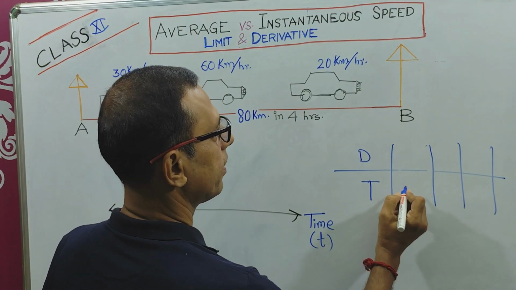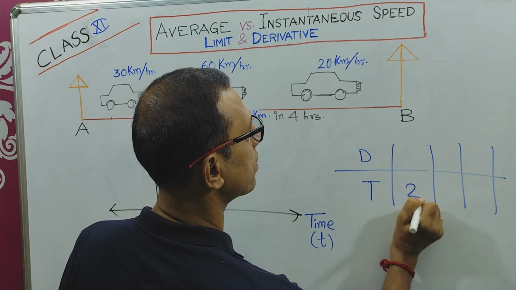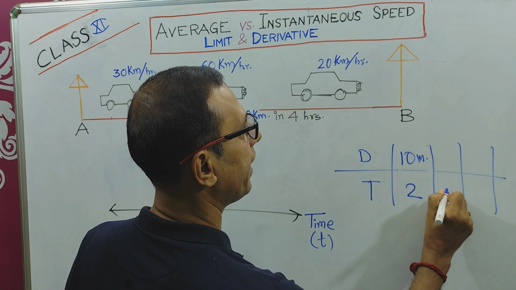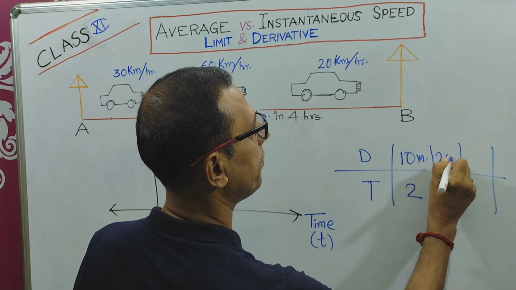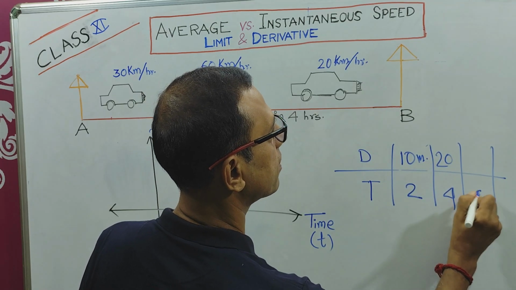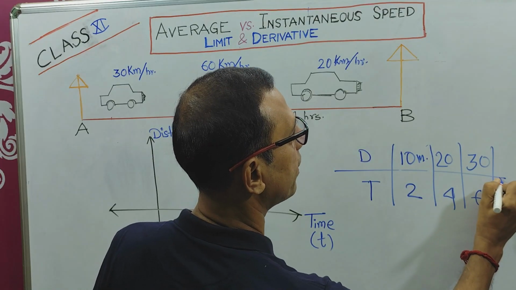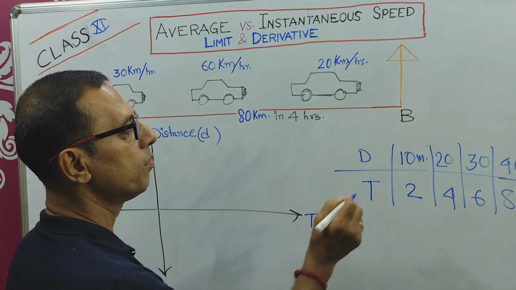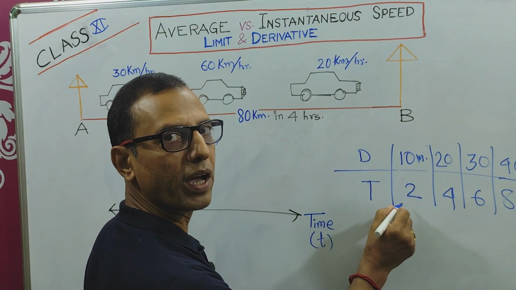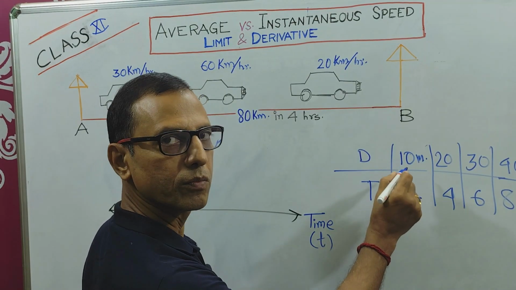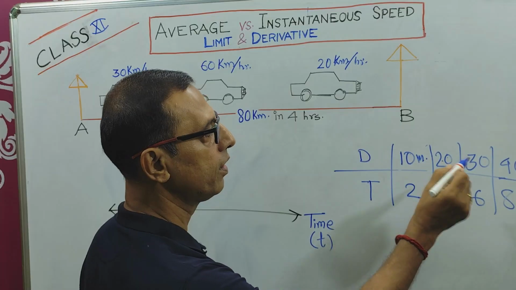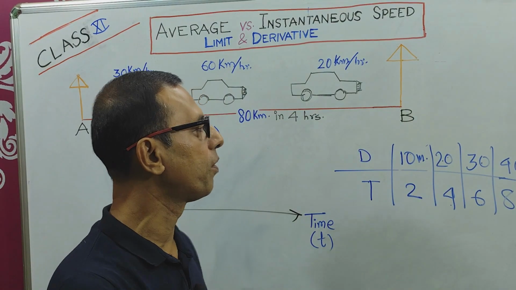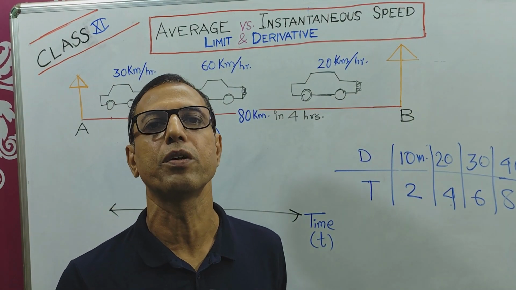Let's say at 2 minutes, the distance of the car is 10 meters. Then at 4 minutes it is 20 meters. Then at 6 minutes the distance is 30. Next at 8 minutes it is 40. What does it mean actually? The distance versus time ratio is 10 by 2, 5 meters. Then 20 by 4, 5; 30 by 6, 5; 40 by 8, 5. So that means the car is moving at a uniform speed where the distance versus time ratio is always equal.